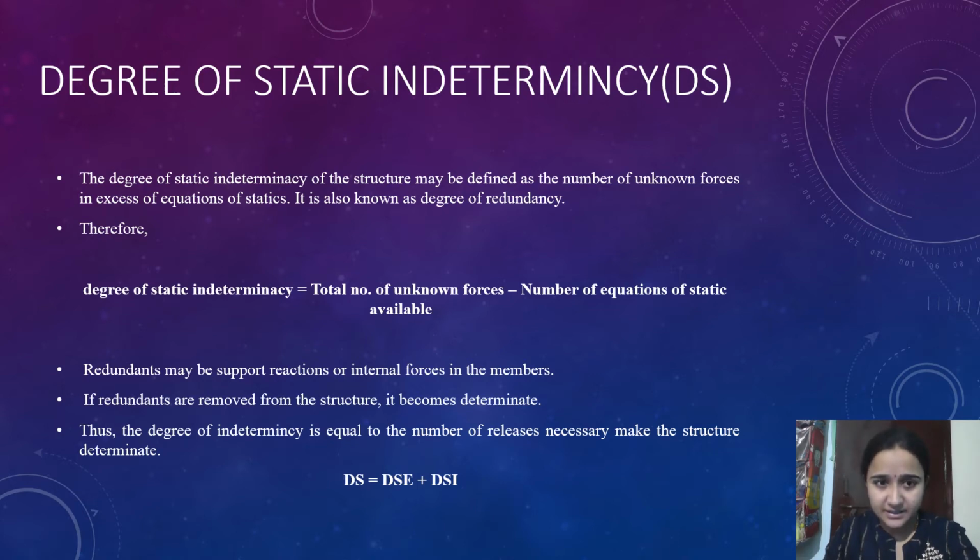Degree of static indeterminacy is equal to external degree of static indeterminacy plus internal degree of static indeterminacy. Okay, external plus internal redundancy or indeterminacy addition, that gives us the total degree of static indeterminacy.